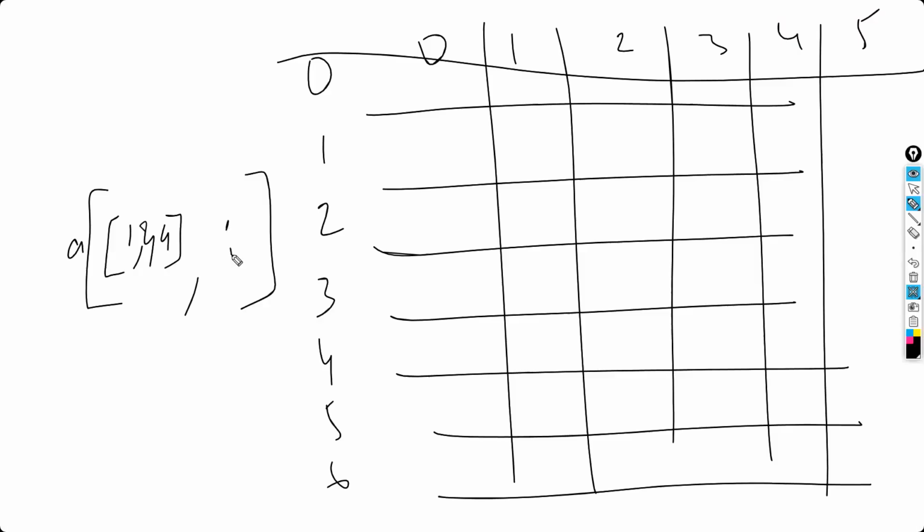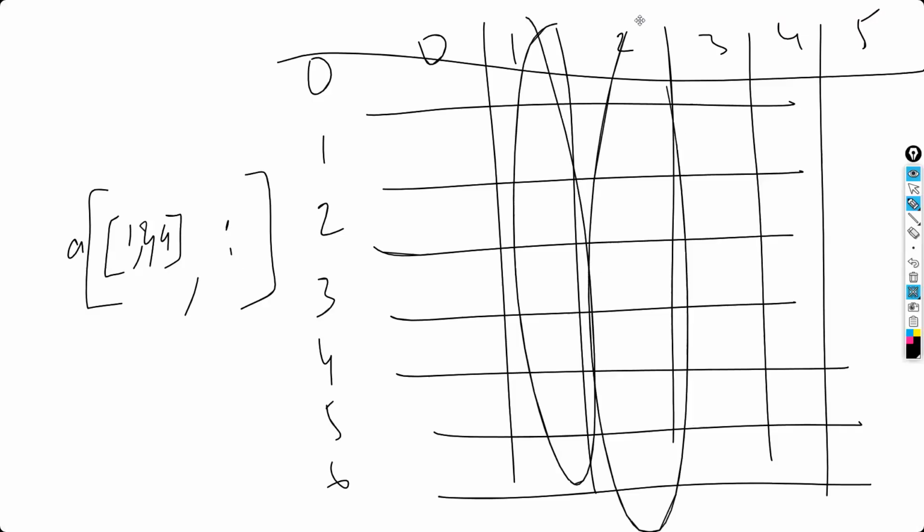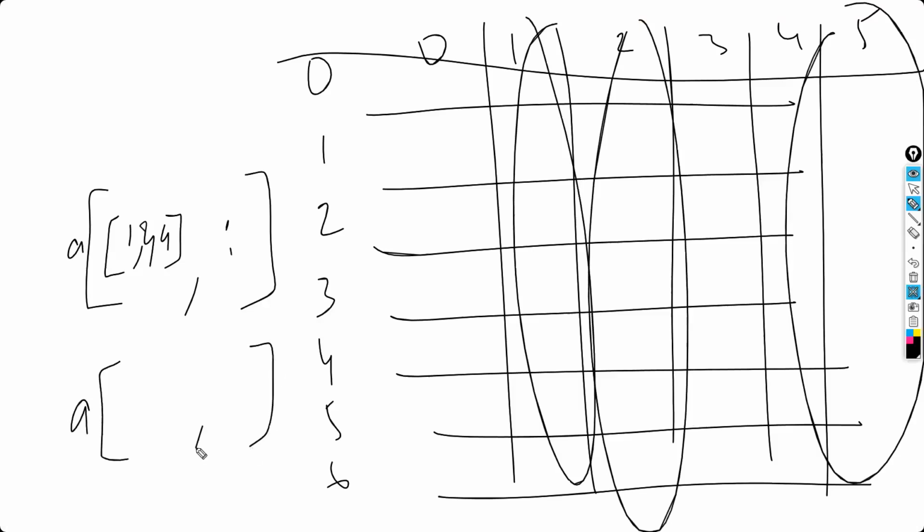Now, my requirement is, I want the first column, second column, fifth column. Entire columns I want, all the values of that column. What is the answer? A of, first you keep the comma. What are the rows? All the rows. Columns, list of 1, 2 and 5. Clear, everyone?